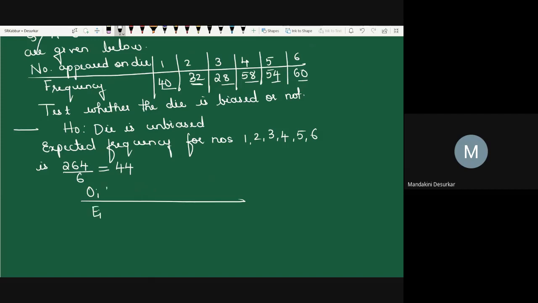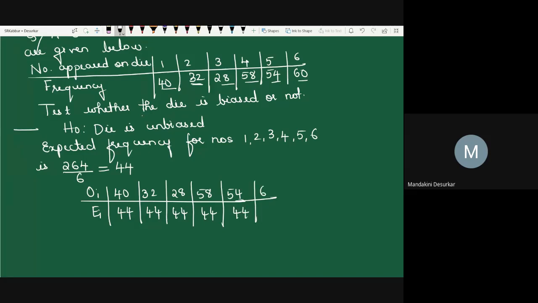What is my observed frequency? It is 40, and expected will remain the same, 44. Then 32, 44; 28, 44; 58, 44; 54, 44; 60, 44.